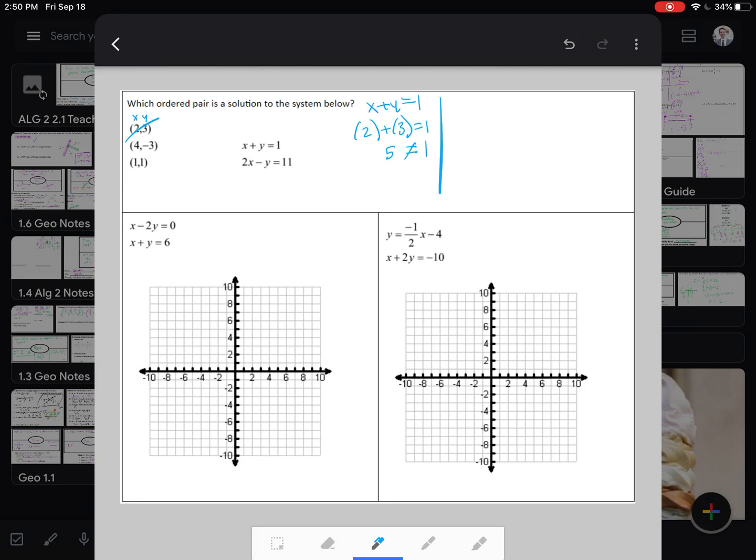Let's go on to our next one here. Again, same equation, plug in 4, plug in -3: 4 minus 3, 1 does equal 1. So we're halfway there, but we still have to plug into the second equation. It has to work for both of them, not just one. So 2 times x minus -3 equals 11. So we get 8, and then 2 negatives give us a positive, equals 11. So both of those work, so we know that this works as well.